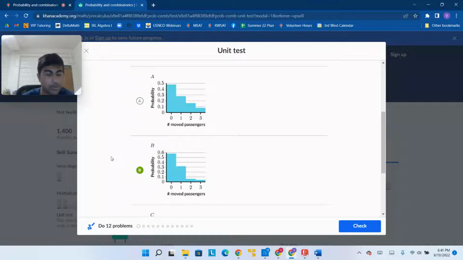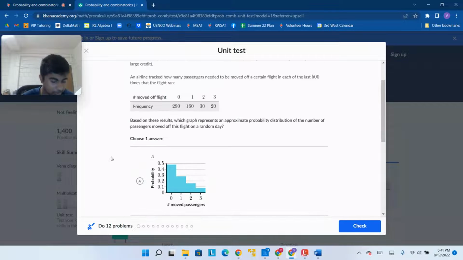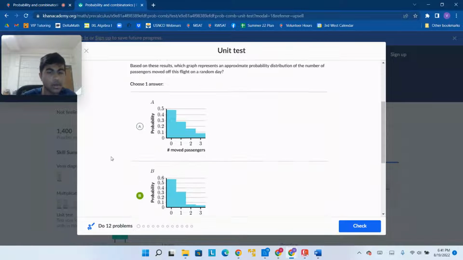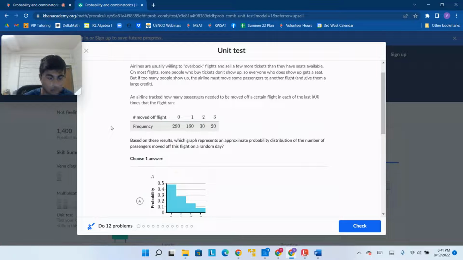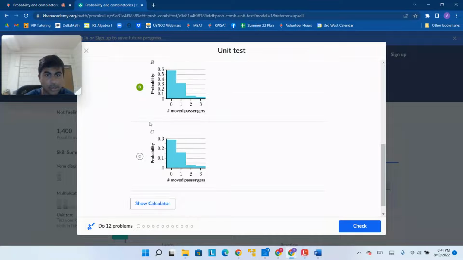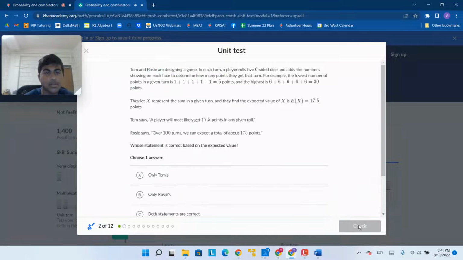Let's check everything else though. So 160 for the next one. For 1, it's about a third, 0.3, yeah. For 2, 30 out of 500 is going to be 0.06. Right, so you get that around 0.1, and then 3 is even less. And that's our answer. Let's keep going.